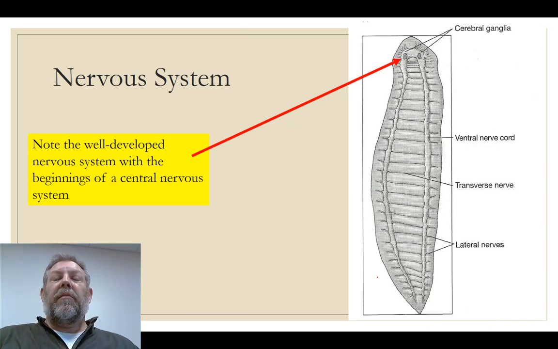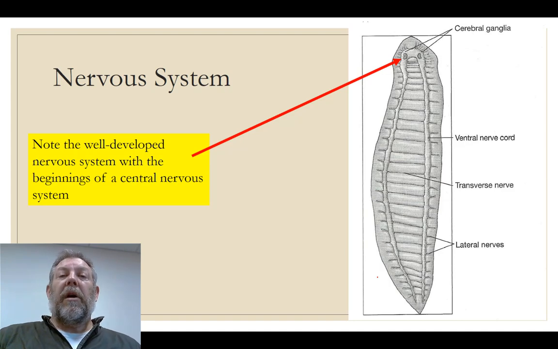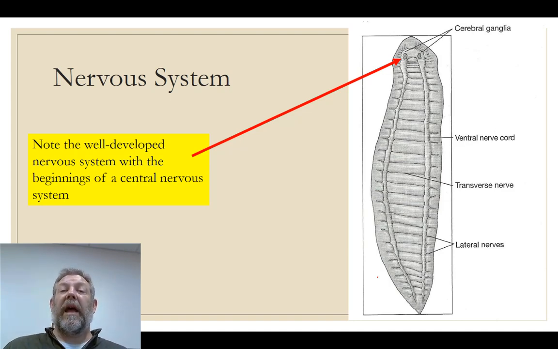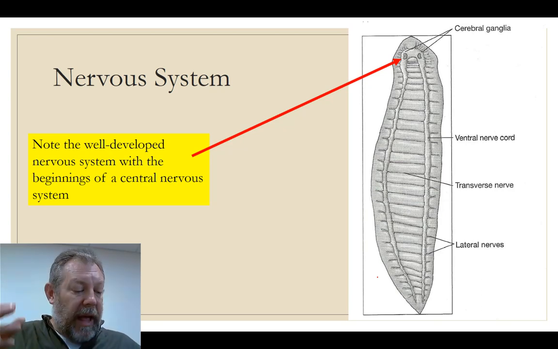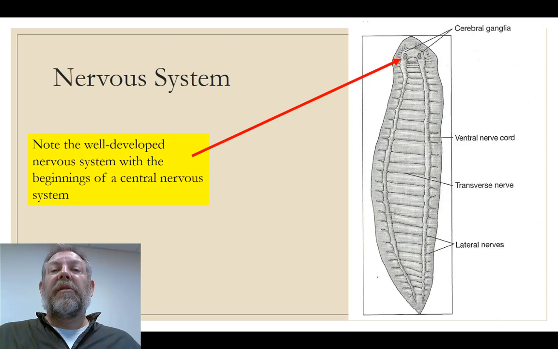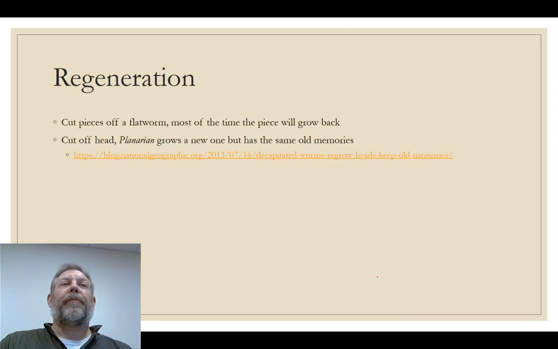Here's the nervous system. And so now we're seeing a much more developed nervous system. Last week we talked about the cnidarians probably having the first nervous system, but it was just a nerve net. There was no central nervous system. Now we're starting to see the beginnings of a central nervous system. You get cerebral ganglia. It has more organization. You've got larger nerves that run laterally on the body. So you're seeing more complexity here as well.